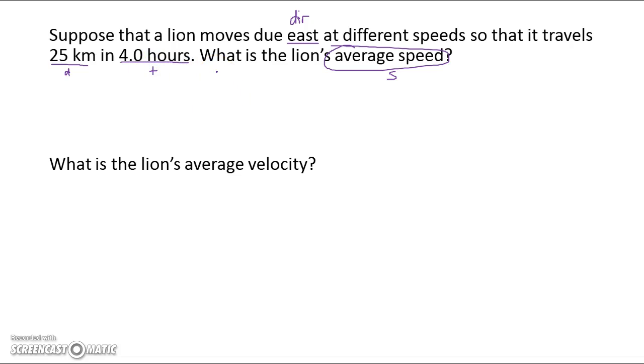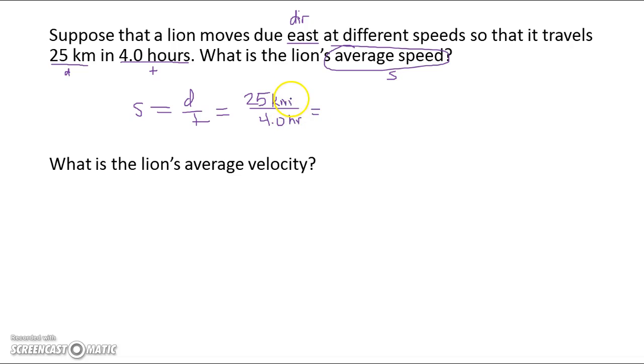Is there anything else we can underline? I don't think there is. Now we've underlined everything that we see in the problem. Does that mean we need to use everything? No, because we're just looking for speed. And we know that speed is equal to distance over time. We don't even have to rearrange this equation. So we plug in for distance, which is 25 kilometers, and for time, which is 4 hours, and we solve.